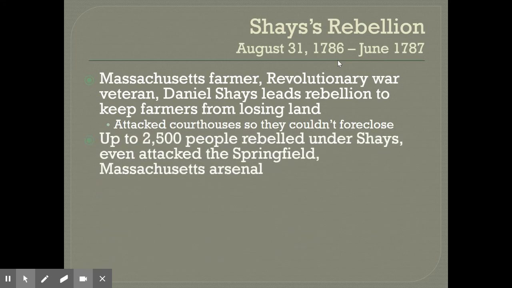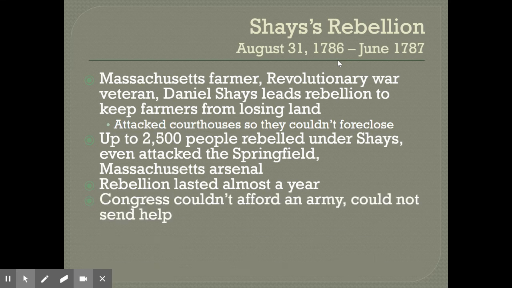Up to 2,500 people rebelled under Shays' Rebellion, and they even attacked the Springfield, Massachusetts arsenal. The rebellion lasted almost a year. And Congress couldn't afford an army, so they could not send help.